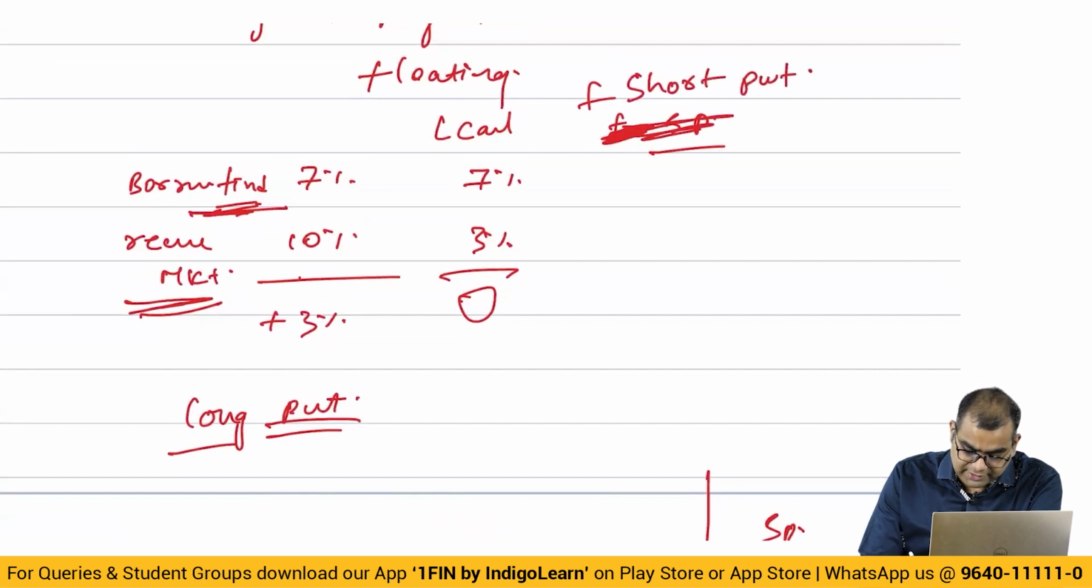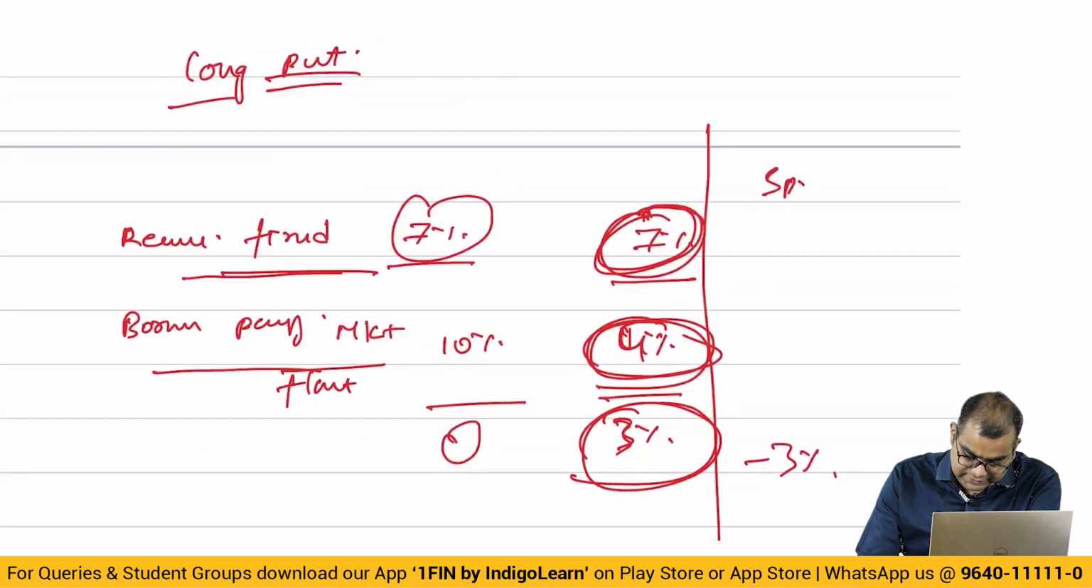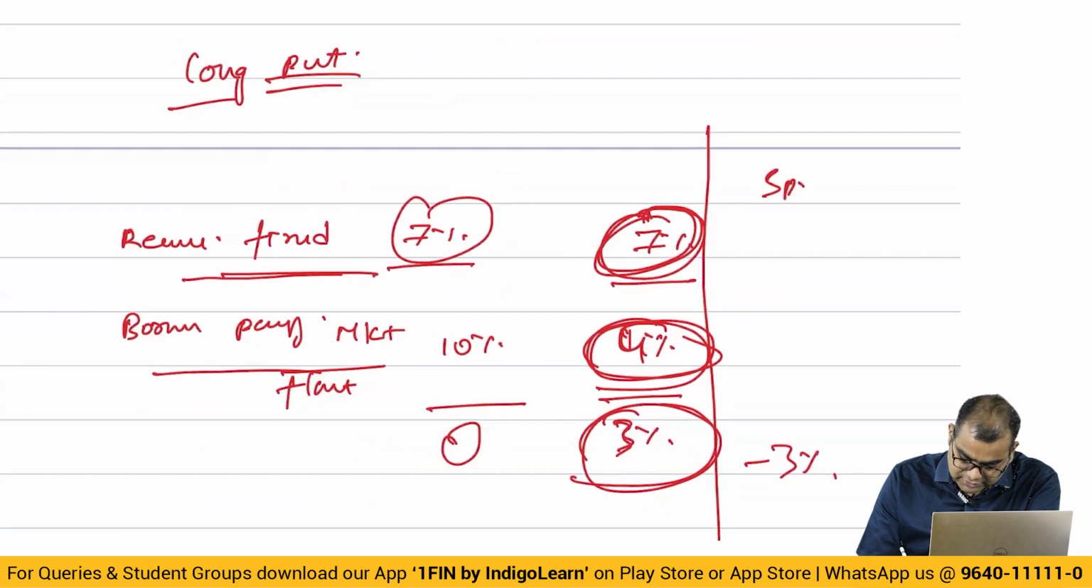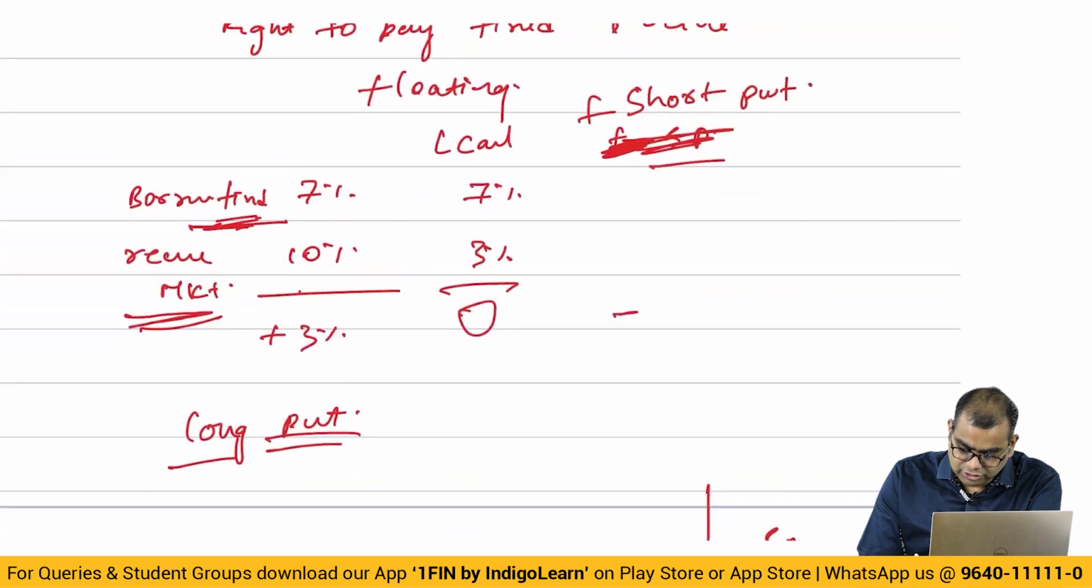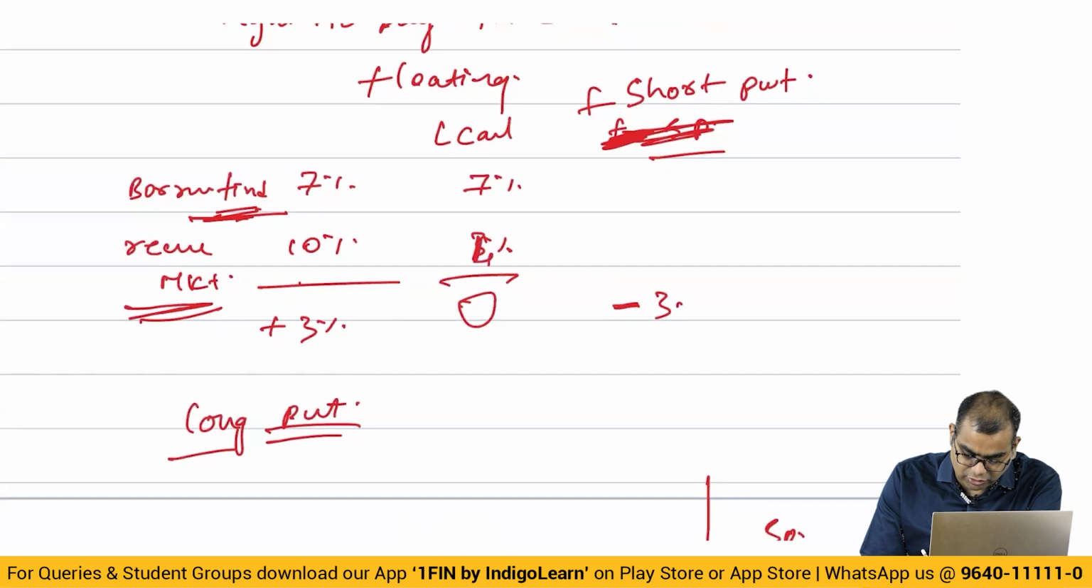So what happens? When the market rate you are receiving goes down to 4%, you basically have to pay 3%. If the market rate, let us say here also the market rate came down to 4 in a long call, you will say, why will I borrow it fixed and lend it, why will I pay 7 and receive 4? I will not do it. Whereas in a short put, you are forced to do it.